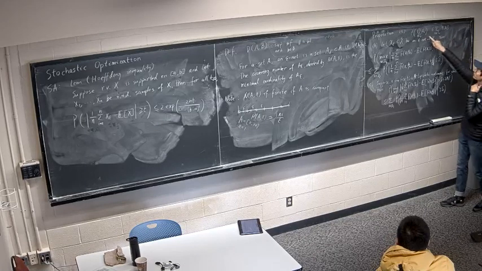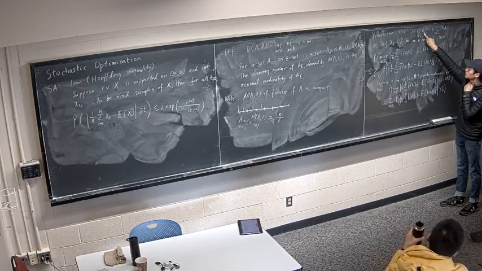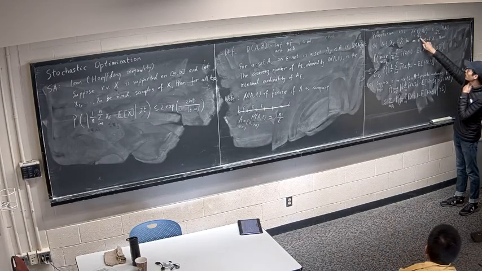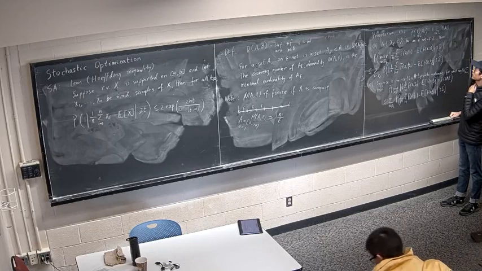For a set of events, each A_i is an event. Right? This is a union of events. Capital I here is an index set.